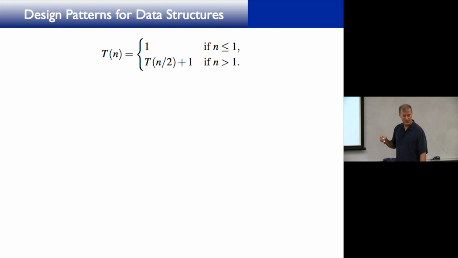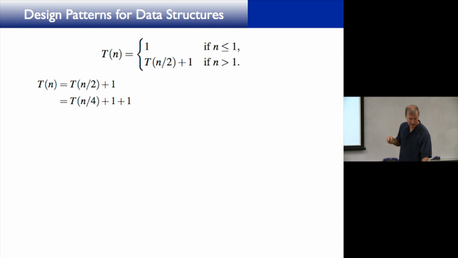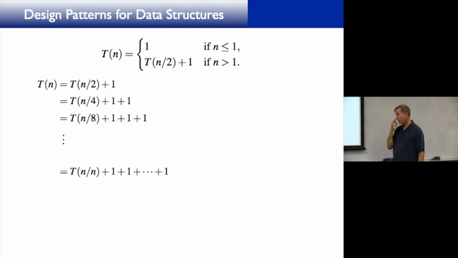Now we start with T of n, which is T of n over 2 plus 1. But now what is T of n over 2? It's T of n over 4 plus 1, plus 1. And then T of n over 8 plus 1, plus 1, plus 1. And so now we're going to do the dot, dot, dot. But how far down do we go till we get to T of n over n? It's going to be T of n over n, plus 1 plus 1 plus dot, dot, dot. But now how many 1s are there?